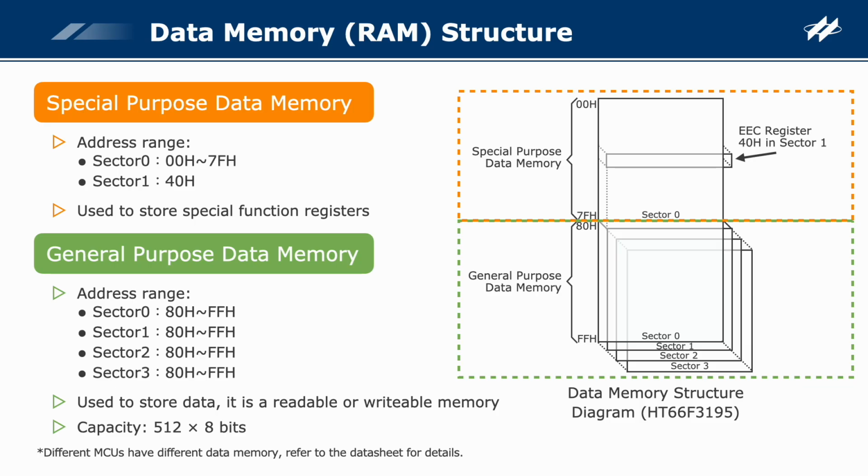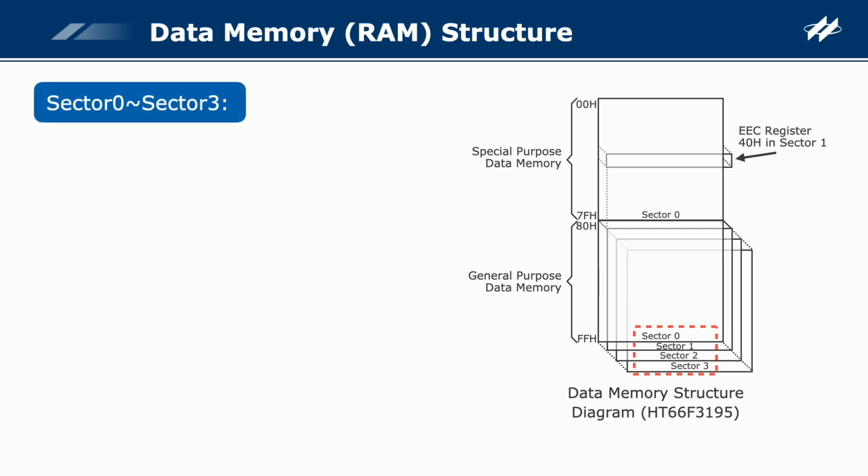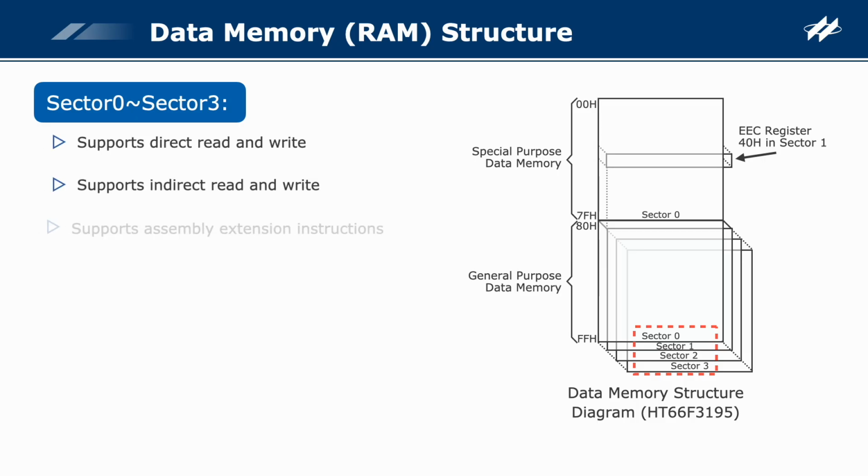Different MCUs have different data memory. Refer to the datasheet for details. The data memory is divided into multiple sectors and supports a variety of read and write methods, including support for direct read and write, indirect read and write, and assembly extended instructions.